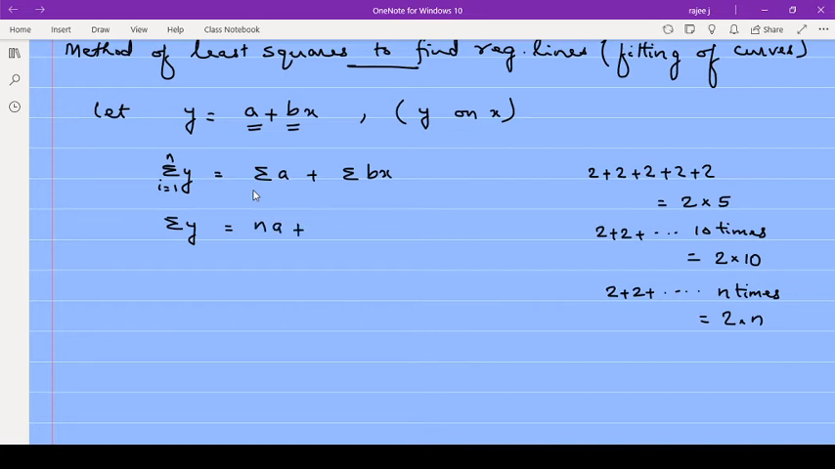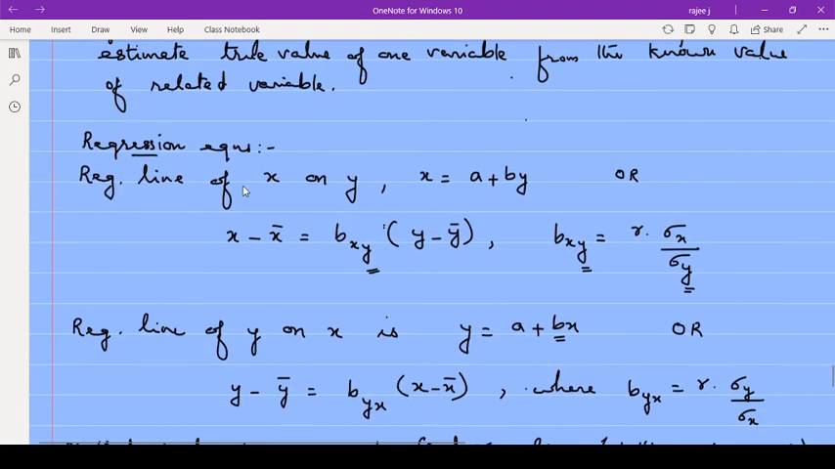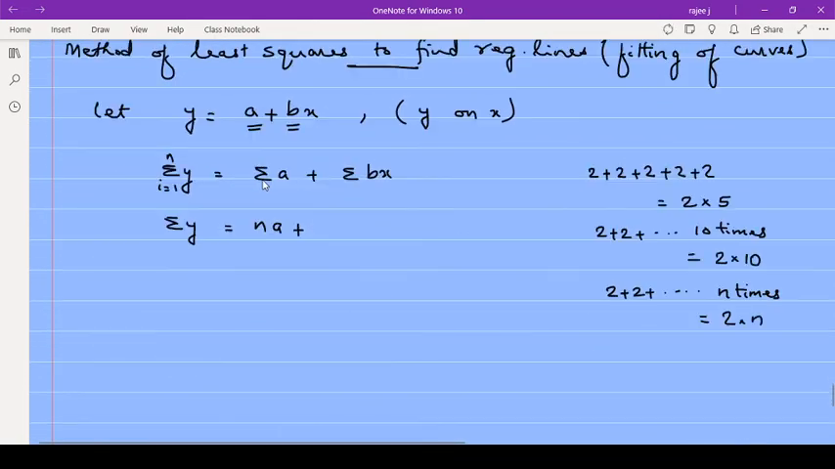Ma'am, I didn't understand the meaning of the regression line, the definition of that word. I'll tell you. Wait, let me complete this first.